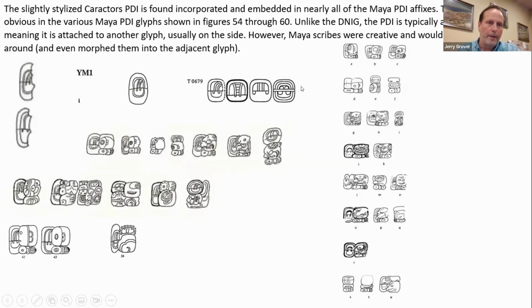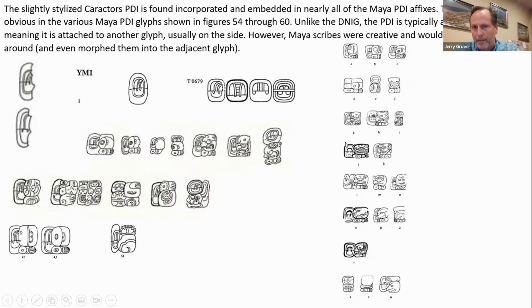So this part of the glyph form matches the PDI. This section over here, these are all just different examples. Like this one, if you look, it's on top and it's flipped on top. Same over here. Typically they are on the left side of the Maya glyph, but not always.